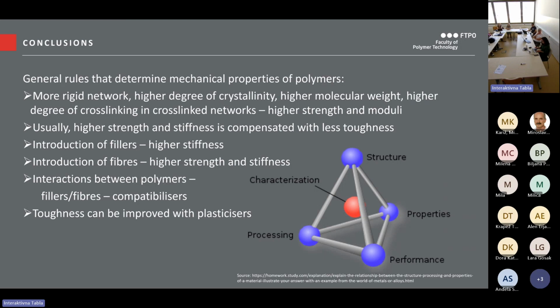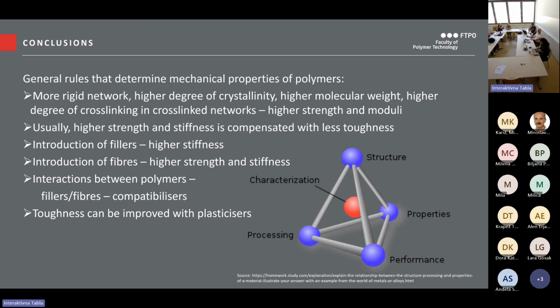So moving forward to the conclusion. In the conclusions, I wanted to sum up some general rules that determine mechanical properties of polymers. With more rigid unit networks, higher degrees of crystallinity, higher molecular weights, higher degrees of crosslinking in crosslinked polymers, we usually see higher strengths and moduli. With higher strengths and stiffness, we also usually notice a compromise on the toughness side of the polymers.